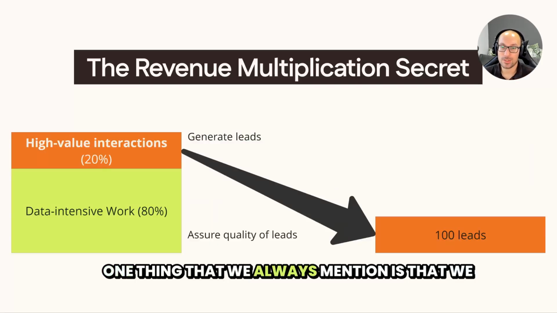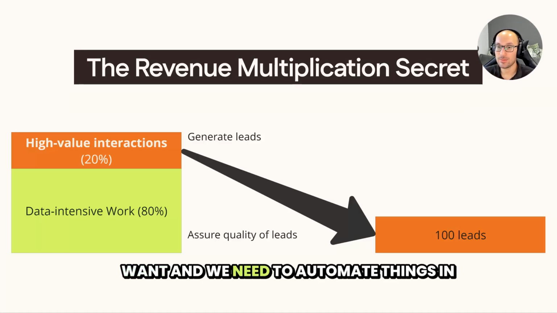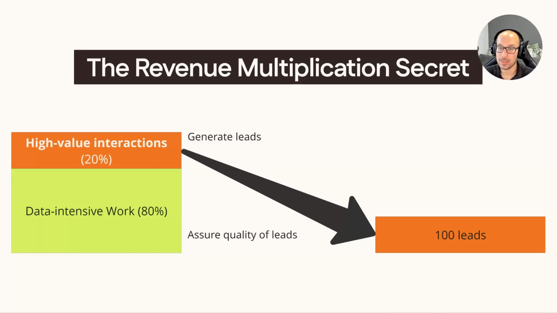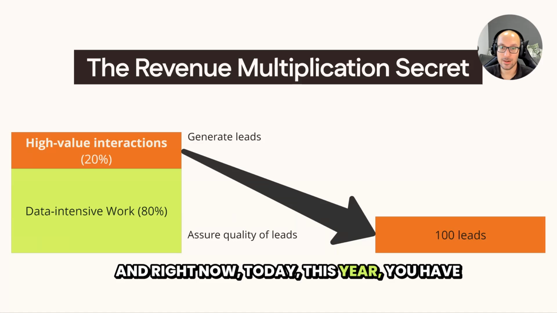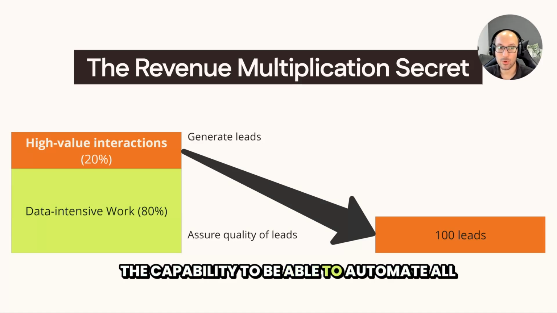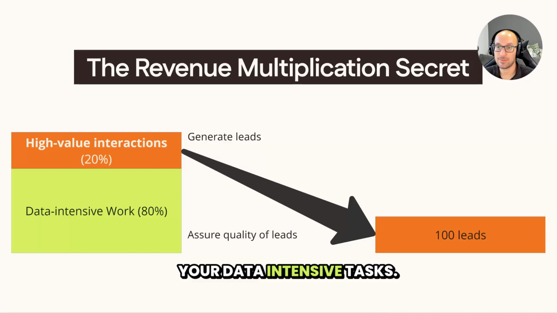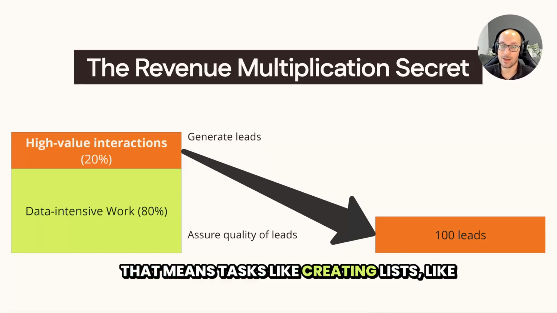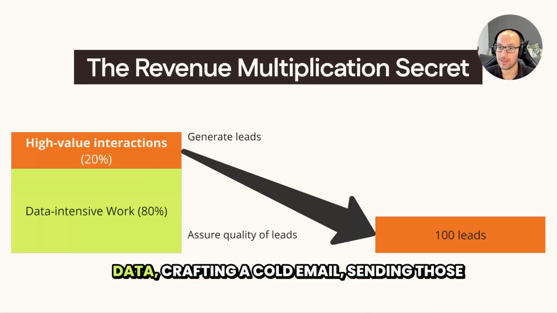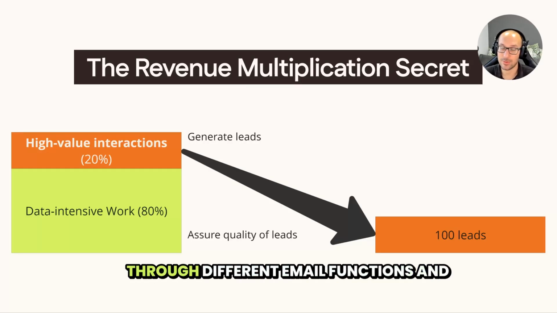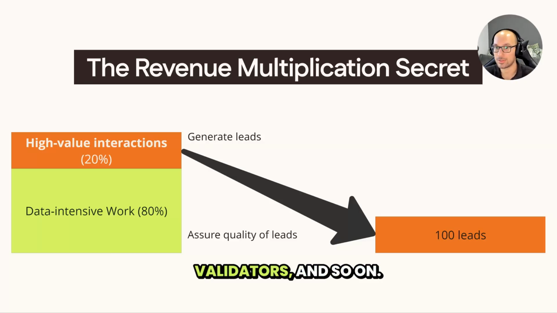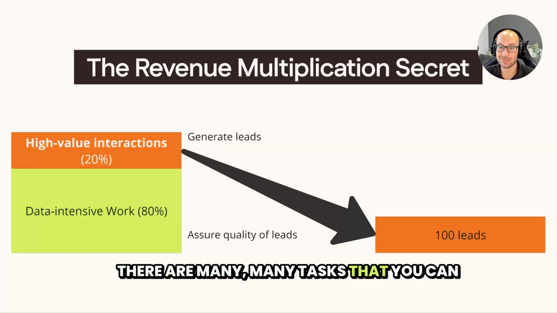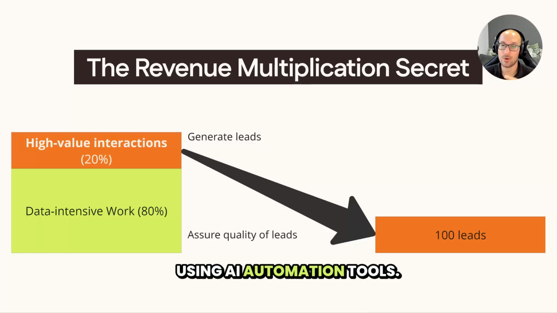So one thing that we always mention is that we want and we need to automate things in marketing and sales because we want to scale our operations. And right now, this year, you have the capability to automate all your data intensive tasks. That means tasks like creating lists, enriching leads, finding their contact data, crafting a cold email, sending those leads to a sequence, finding their email through different email functions and validators, and so on. There are many, many tasks that you can today automate using AI automation tools.